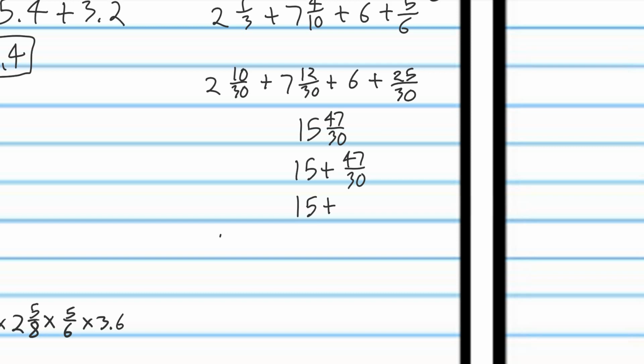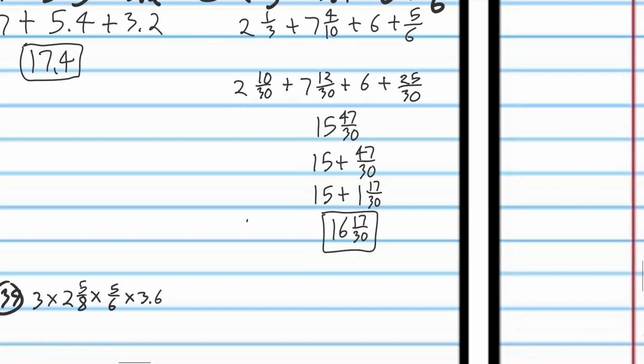30 goes into 47 one time. 30 times 1 is 30. And then 47 minus 30, the remainder is 17. And just keep the denominator. So now we're going to add these together. The 15 and the 1 just add together. They're both whole numbers. And we just put the fraction right next to that number.